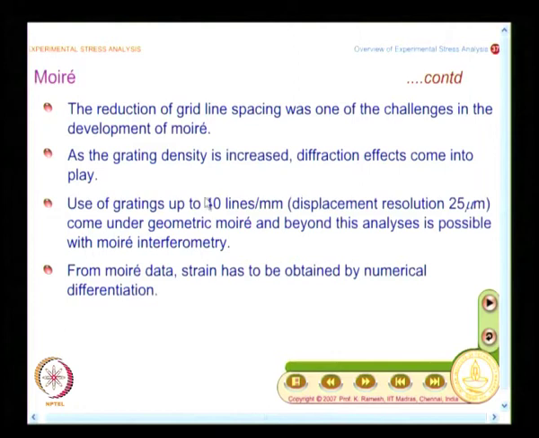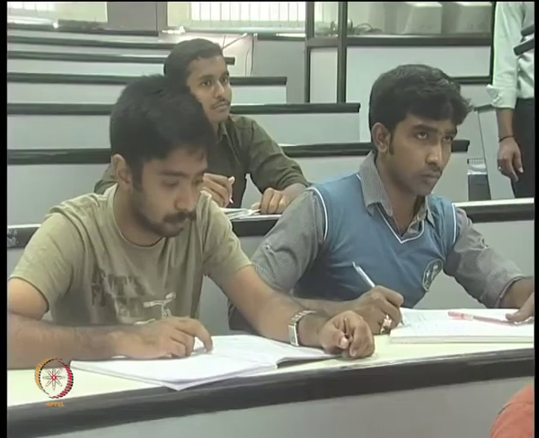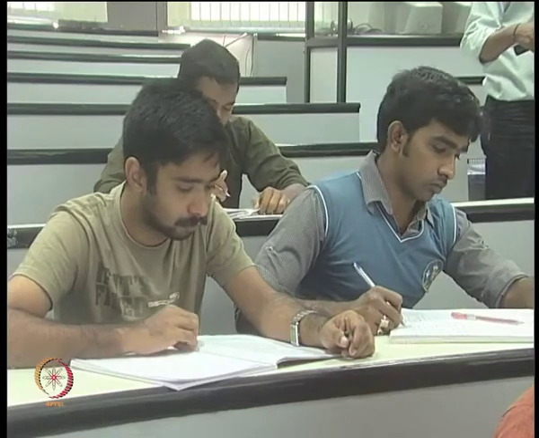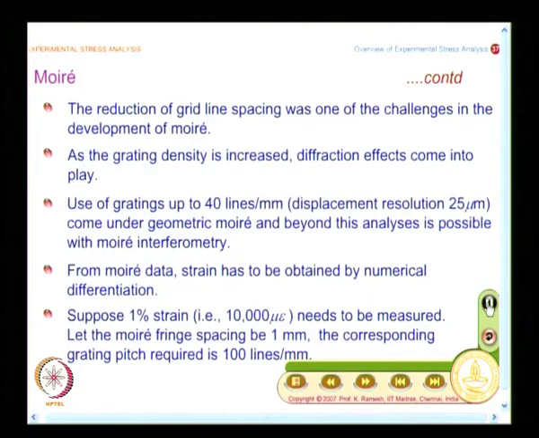And moire gives you only displacement, and from moire data strain has to be obtained by numerical differentiation, and we have seen that numerical differentiation is erroneous. So, unless you have very fine information, it is not worth doing the numerical differentiation. And we have also looked at efforts aimed at increasing the density of the gratings, and I posed a problem. I want to measure 1% of strain, and here it is clearly shown as 10,000 micro strain. Obviously, it is a very large value.